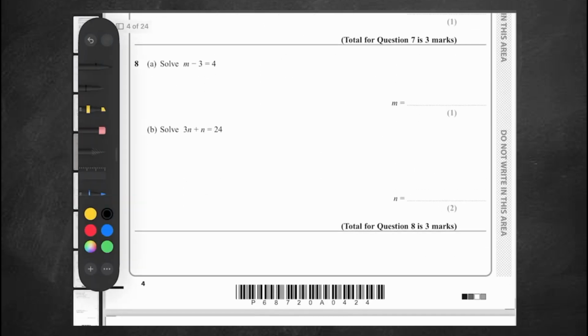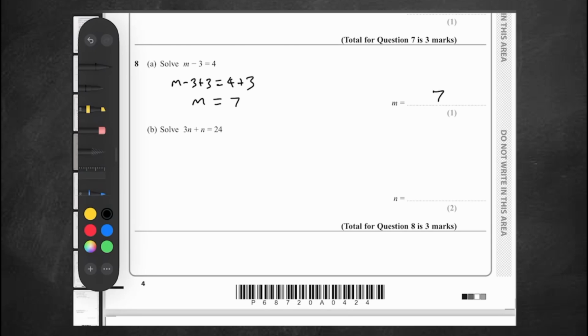Question 8. Solve m minus 3 equals 4. What we're going to do here is add 3 to both sides to get rid of the 3's, and we'll just have m equals 7.